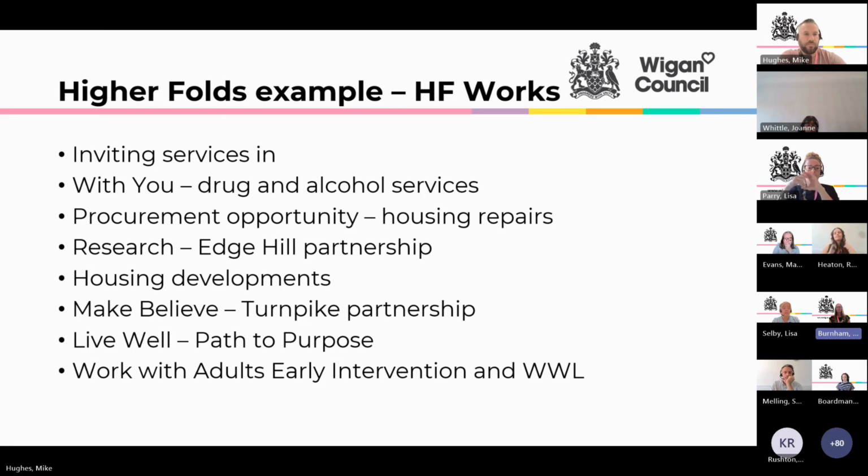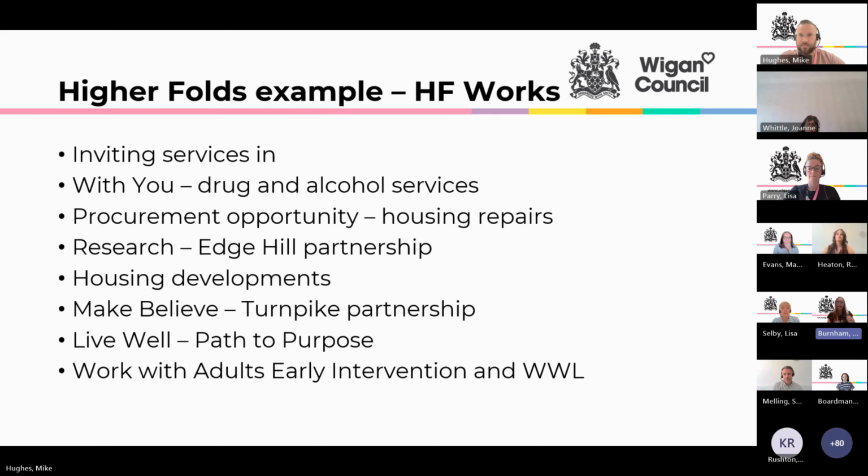I'm not going to go into loads of detail on this, but I just wanted to really quickly bring to life some of the work that we're delivering in Higher Falls. What we're proposing is we're going to do another session maybe in September where we start to bring to life lots of the neighbourhood working across the partnership. So we'll go into more detail, but I just wanted to give you a flavour.